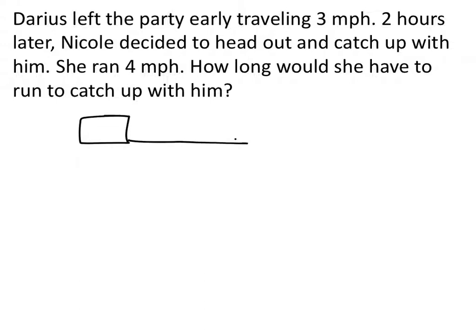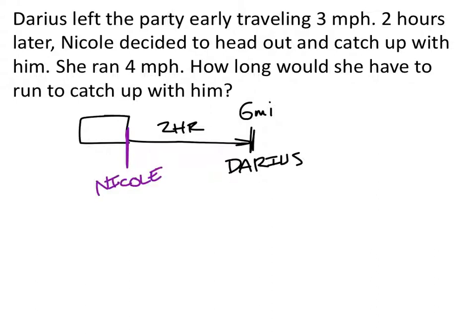So after 2 hours, then old Darius, going at 3 miles per hour, would be 6 miles away from the party. But now, at this same time, 2 hours later, that's when Nicole decides to leave. I don't know if my diagram's great here, but really all we're concerned about, not necessarily the 2 hours now, is that they're 6 miles apart.